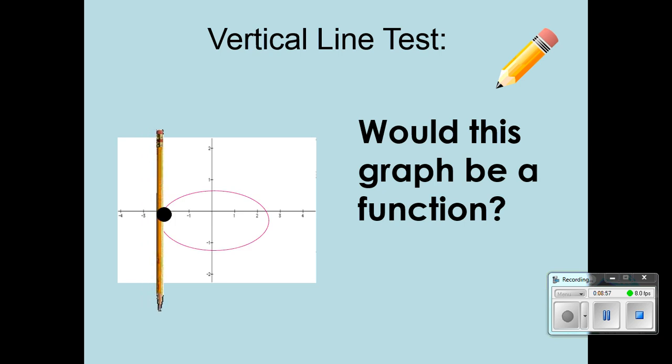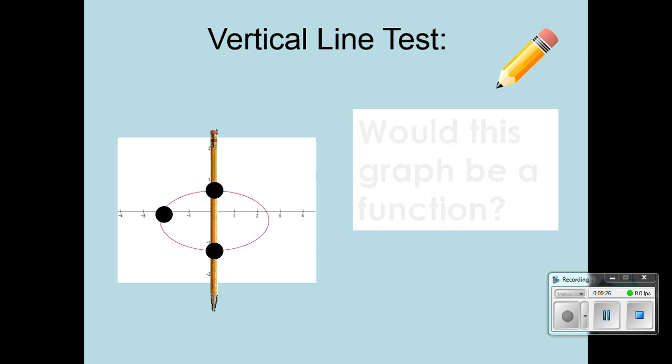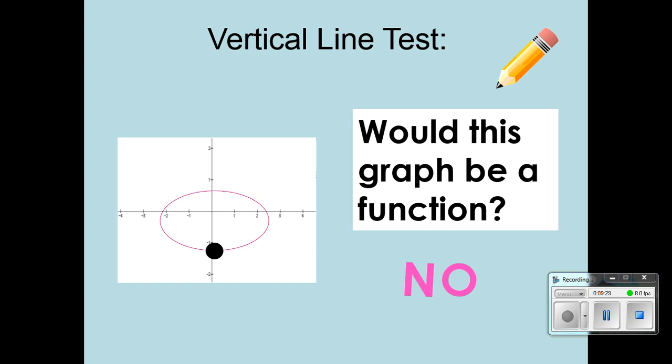So when I get here, it only touches 1 point. Therefore, you would think it's a function. But as I sweep my pencil across the whole graph, notice that when I stop here, my pencil is touching 2 points at the exact same time. That means it has 2 x's that do not have unique y's. Therefore, would this graph be a function? And I would say no. This is not a function. It's definitely a relation, but it's not a function.